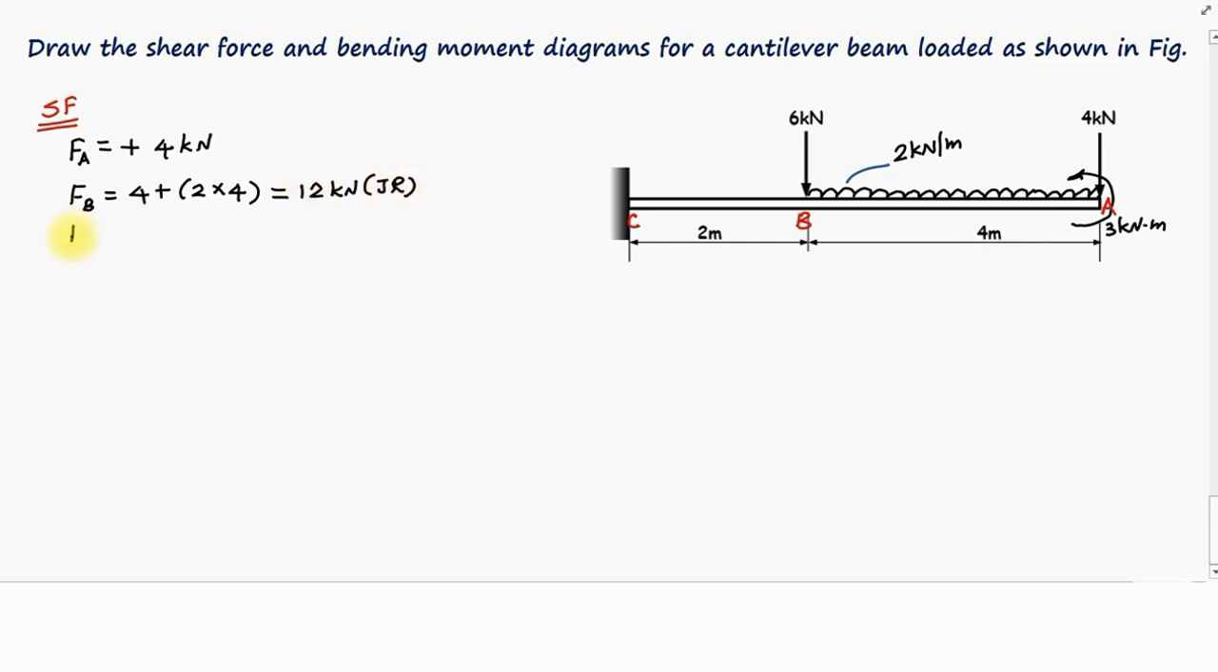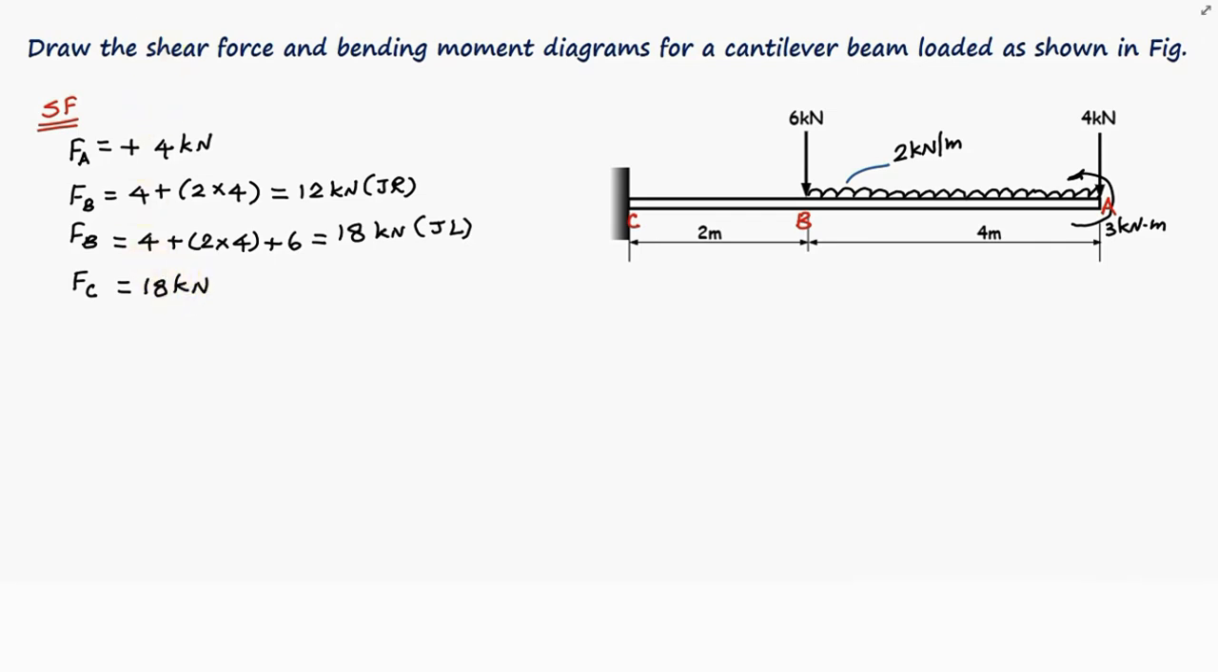Now coming to just left of B, the shear force at the point B is equal to 4 plus 2 multiplied with 4 plus 6 kilonewtons. On calculation, we obtain 18 kilonewtons. This much shear force is acting just left of the point B. Now coming to the point C. Between point C and B, there are no other loads. Therefore, the shear force at the point C will be equal to 18 kilonewtons.